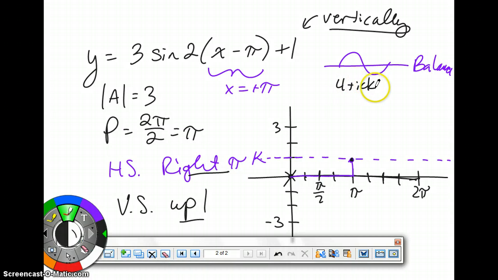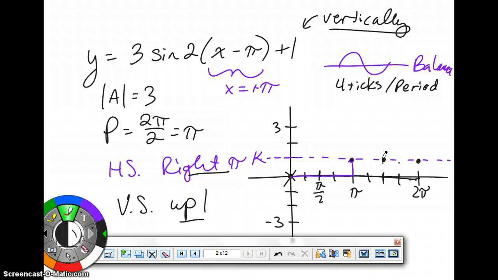4 ticks per period just happened to be what I drew. So then I'm going to count 1, 2, 3, 4 tick marks, and that's where my period's going to end. So now I've got my start and my end. And now I go halfway in between, since it's a sine function, and I put that other so-called 0 there. Okay, it's again where we're crossing that balance line.